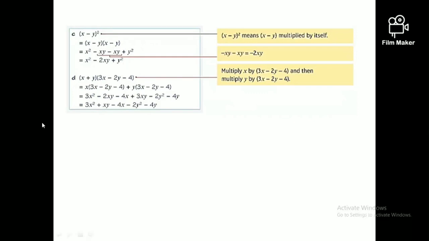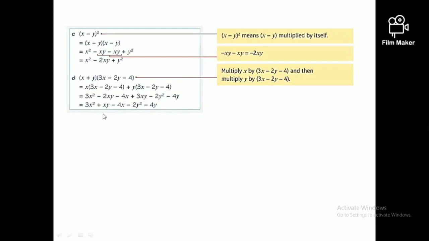Then if you work out the questions over here, you can multiply the entire bracket with x. X into 3x is 3x squared. X into minus 2y is minus 2xy. X into minus 4 is minus 4x. Then y. Y into 3x is 3xy. Y into minus 2y is minus 2y squared. Y into minus 4 is minus 4y.